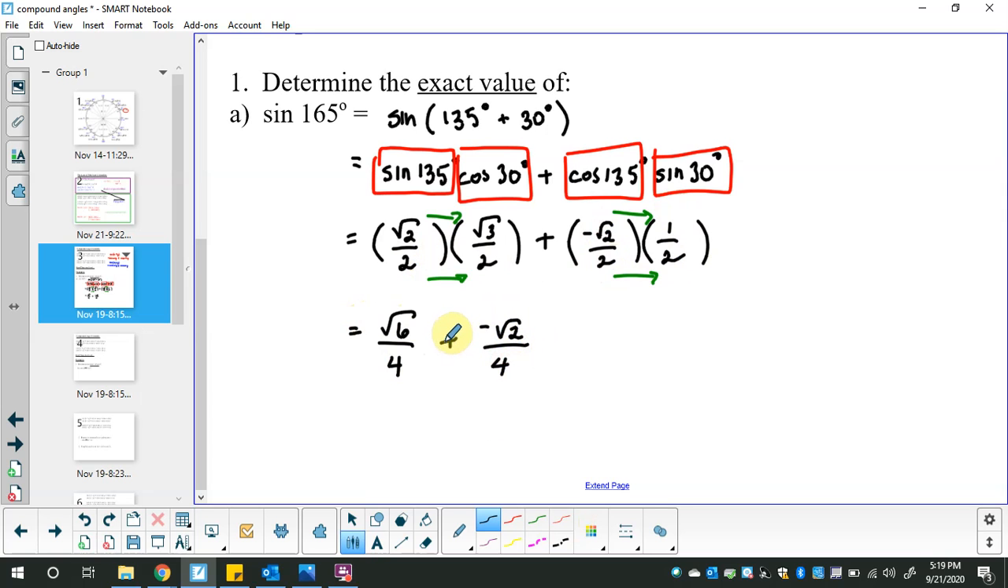Now we're adding fractions, so we need a common denominator. Aren't you excited that we actually have a common denominator here? Now, to be honest, if you use the special triangles, you won't have a common denominator, so this is super advantageous to use the unit circle. So I'll have root 6 plus negative, so that's just minus, root 2 over one big 4 rather than split, and I'm just going to sum it up with a tidy little therefore statement.